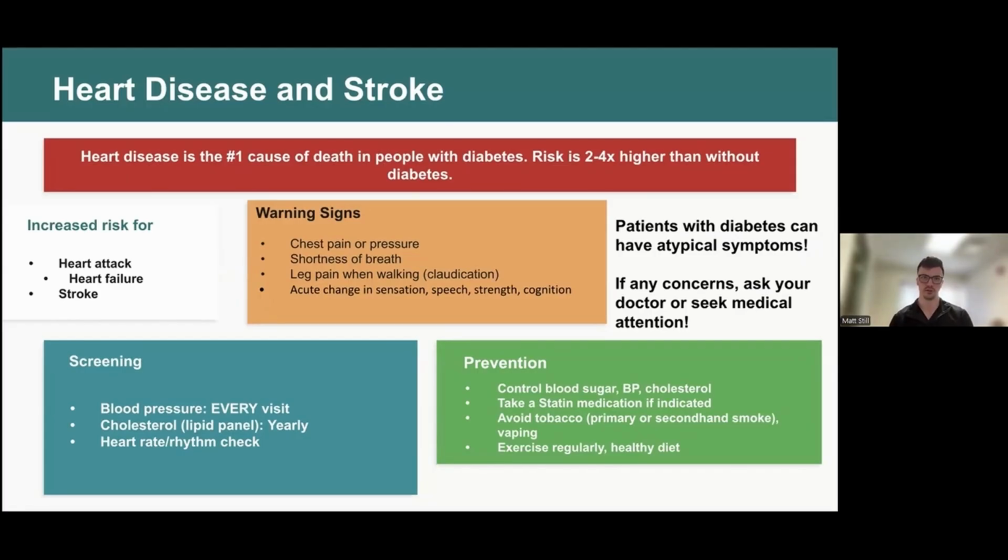Heart disease is the number one cause of death in patients with diabetes. You have a 2 to 4 times higher risk than patients without diabetes. So definitely something that we want to keep an eye on. These may be more evident symptoms. You may experience chest pain, shortness of breath. If you have leg pain when you're walking, or cramping, or claudication is the medical term, these can be some signs that you have some more large vessel issues.